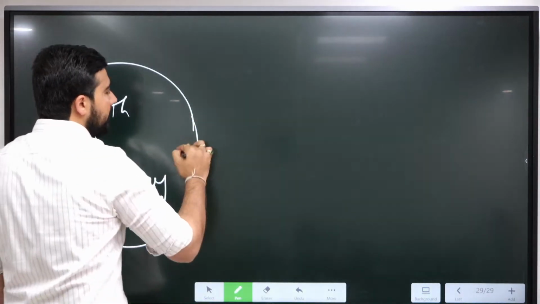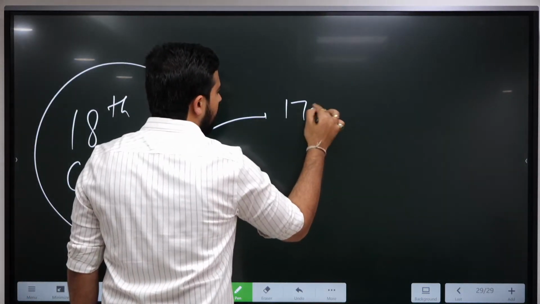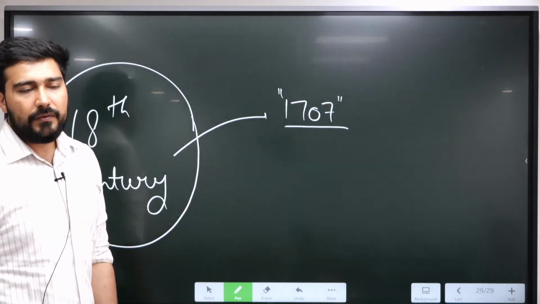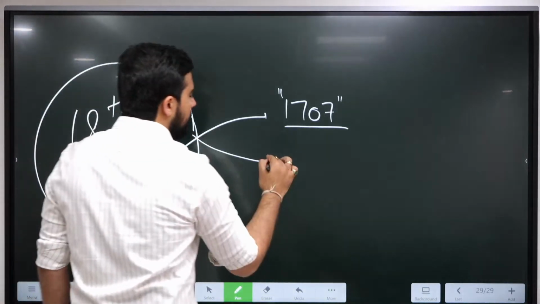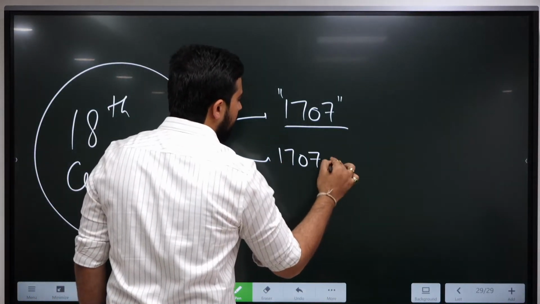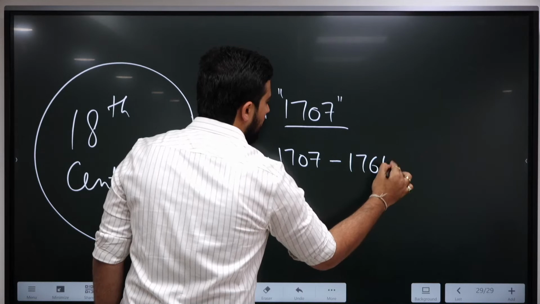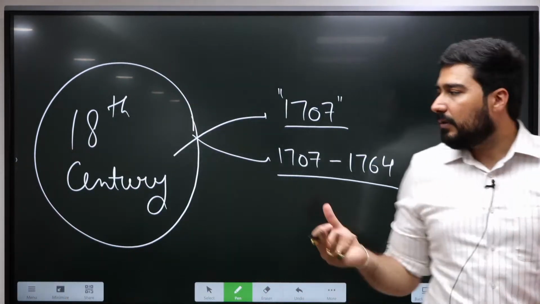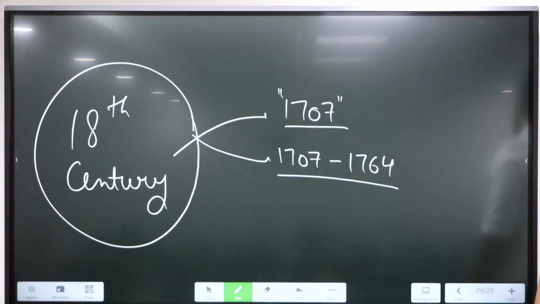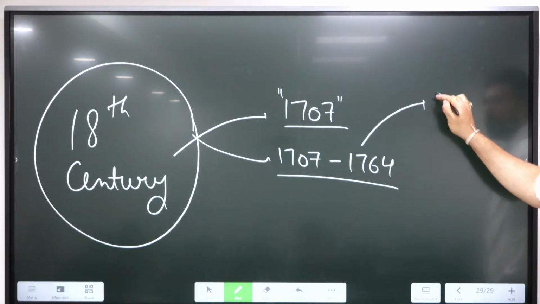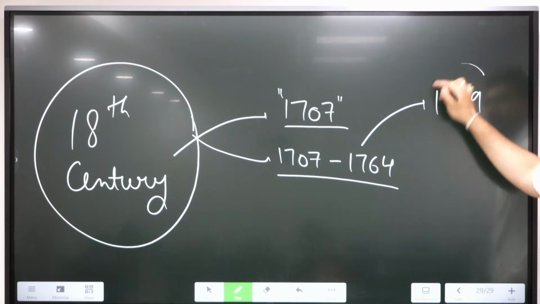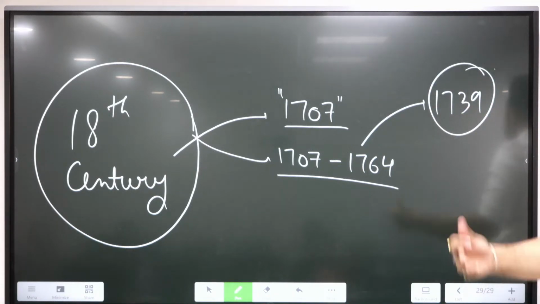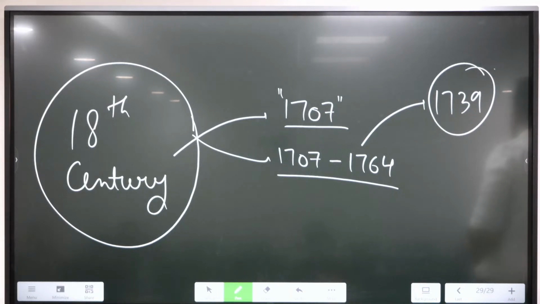So for the whole 18th century, the defining year is always going to be the death of Aurangzeb, 1707. Starting from 1707 till 1764, a very big reversal will be seen for the Mughals. Like in 1739, it was whom? Nadir Shah, who defeated the Mughals in the Battle of Karnal.